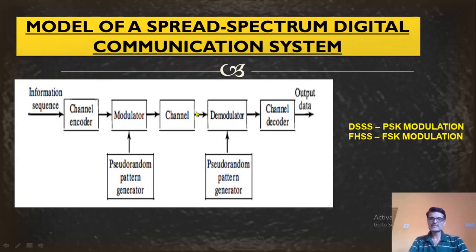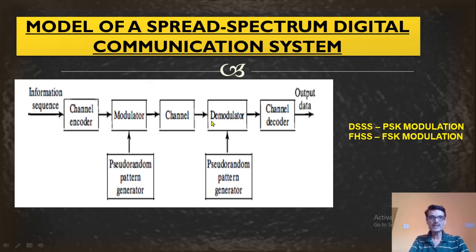Now, this is the basic model of a spread spectrum digital communication system. So you know what a digital communication system consists of. It consists of a channel encoder. The information sequence is given by the information source to the channel encoder. There may be a source encoder. Followed by the channel encoder, there is a modulator. After modulation like ASK, FSK, PSK, we modulate the signal and give it to the channel. Some noise will be added there, and interference signals will be there. It goes to the demodulator, channel decoder and source decoder, and finally, we get back the original data. These are the components of a digital communication system.